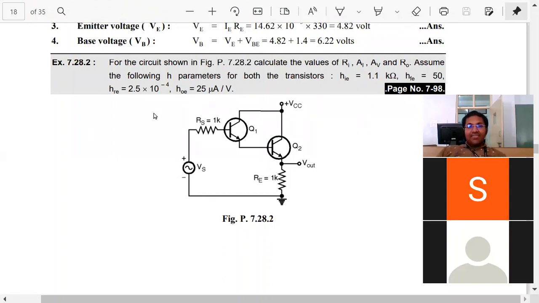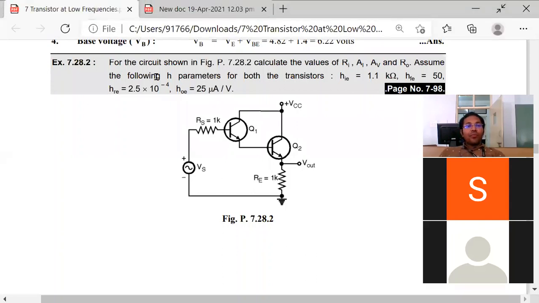So in yesterday's class, we started analyzing this circuit, two transistors connected in this form. What is this pair called? Yes, this pair is called a Darlington pair. So while we are solving this problem, we are simultaneously analyzing the Darlington pair amplifier.